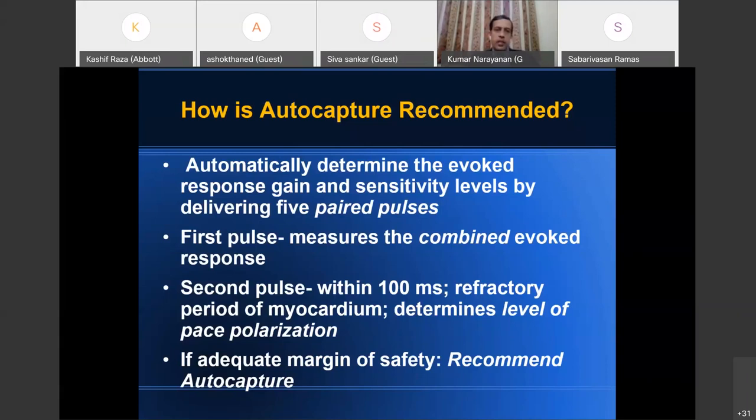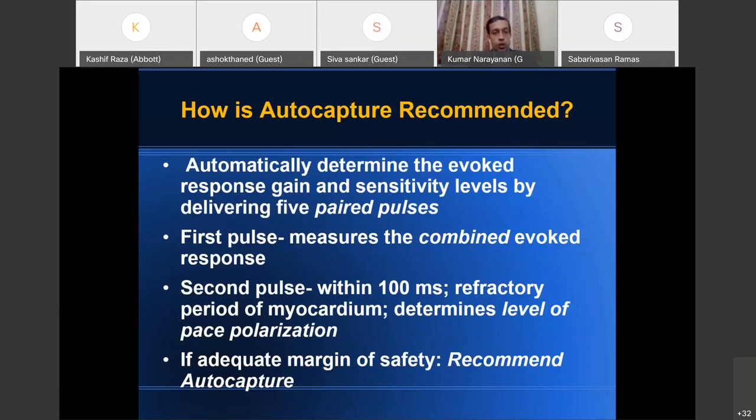Another important point is that when you're doing auto capture testing, you must pace sufficiently fast to achieve full myocardial capture. So if the patient's own heart rate is 90, you must pace at 100 or 110. This is important because you don't want fusion with the intrinsic rhythm.